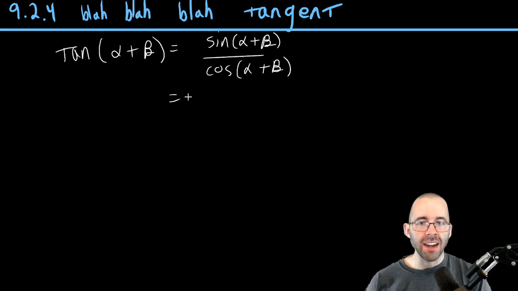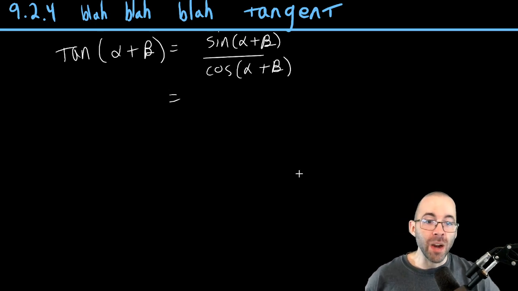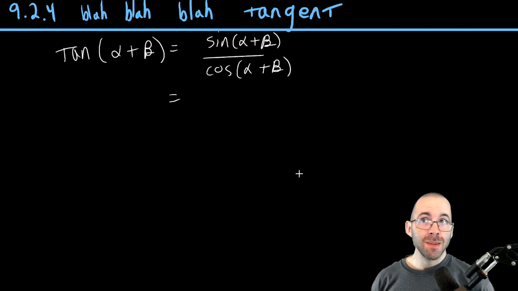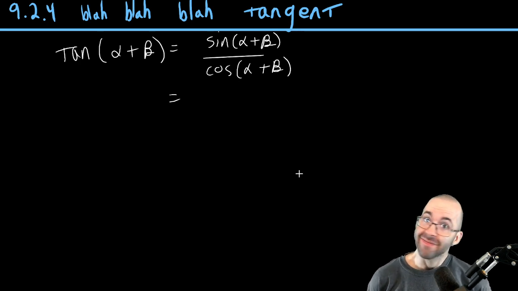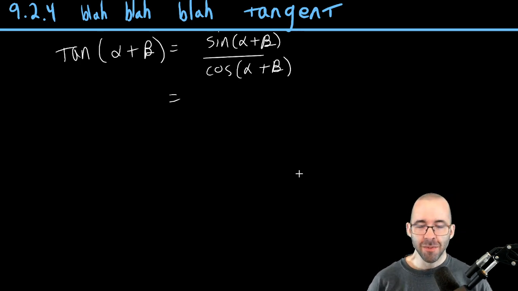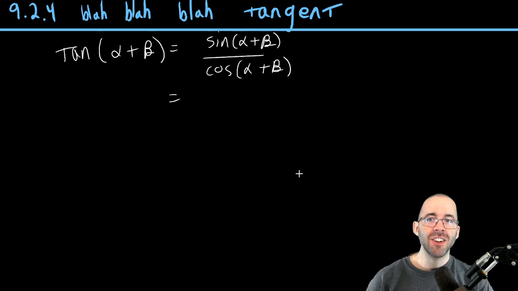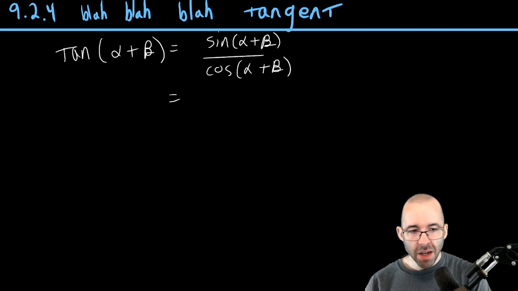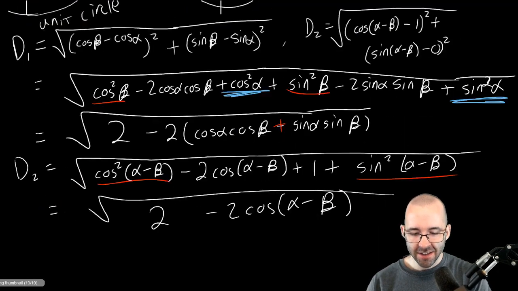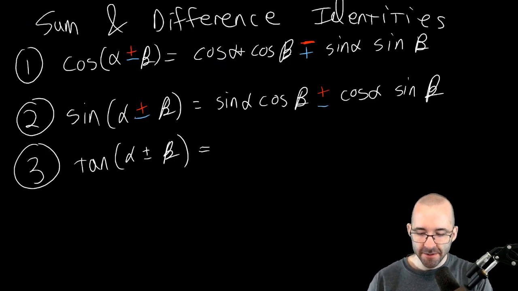I'm not going to do it right now, but you can. It's a great simplification problem. And it could be a simplification problem that maybe shows on a quiz or a test sometime. I recommend pausing the video, trying to figure out if you can get this formula on your own using the formula for sine and using the formula for cosine. But what you'll get at the end of the day is this.